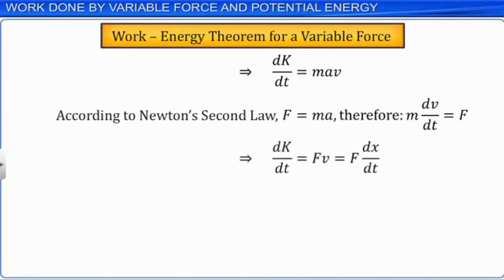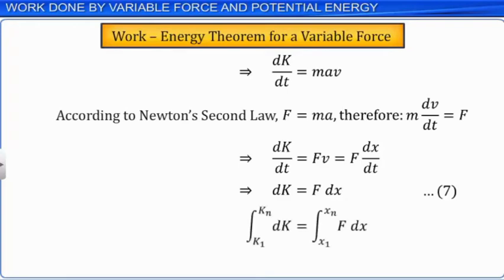Also, the velocity term v in the expression can be represented as the rate of displacement, v = dx by dt. Hence, we get expression 7 as shown, which is dK = F dx. Integrating expression 7 in the limits from x1 to xn for the displacement and for K1 to Kn for the corresponding kinetic energy, we get integral dK within the limits K1 to Kn equal to integral F dx within the limits x1 to xn.